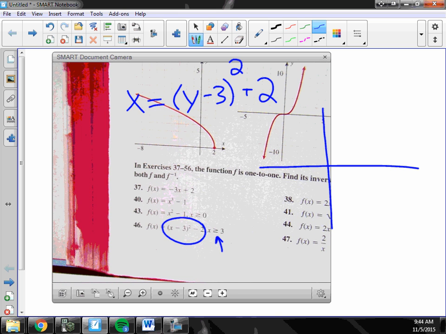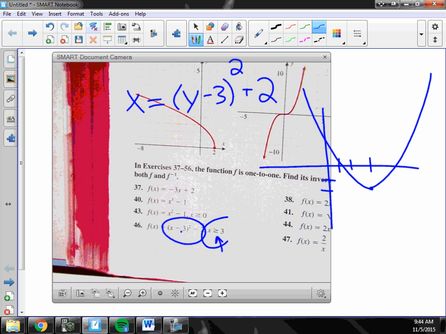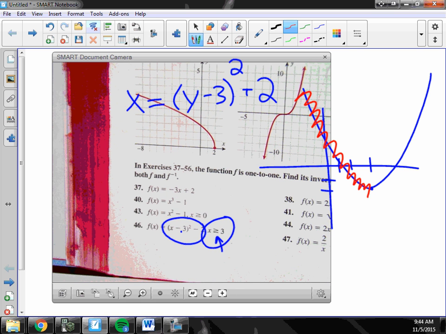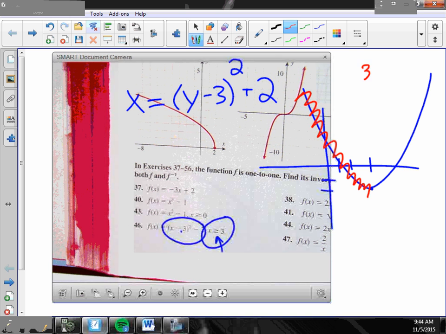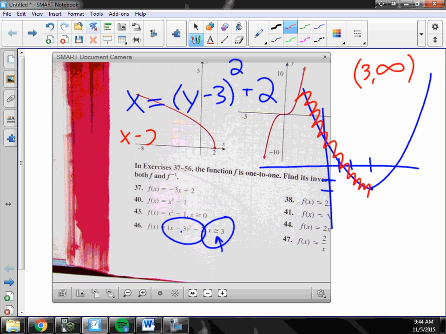If you graph that, you're going to go right 3 and down 2, and then you have a parabola that looks like this. But they said the only parts of the graph that count is anything where x is greater than 3. So they have thrown out all of this. So now what is the domain? From 3 to infinity. Now I invert. So x minus 2, I take the square root, and I get plus or minus the square root of x minus 2, and then plus 3.